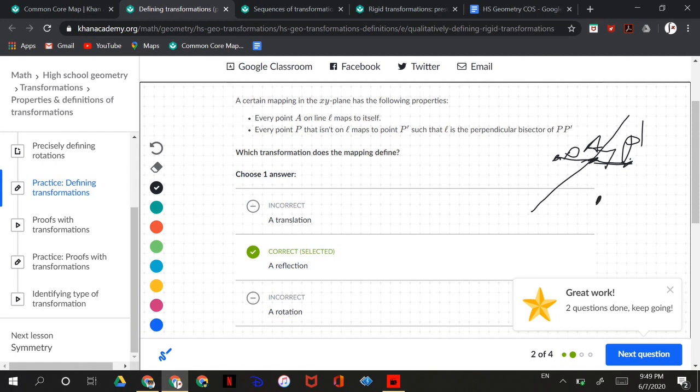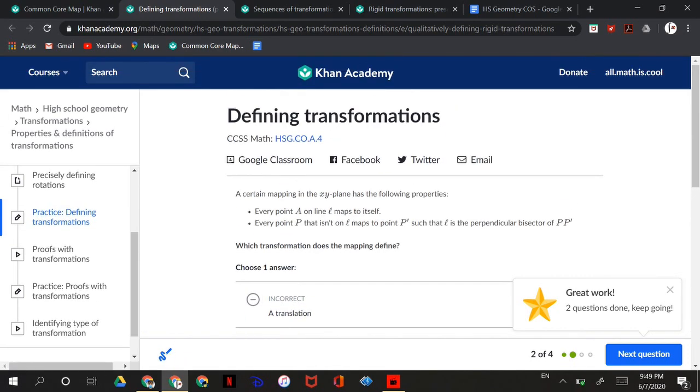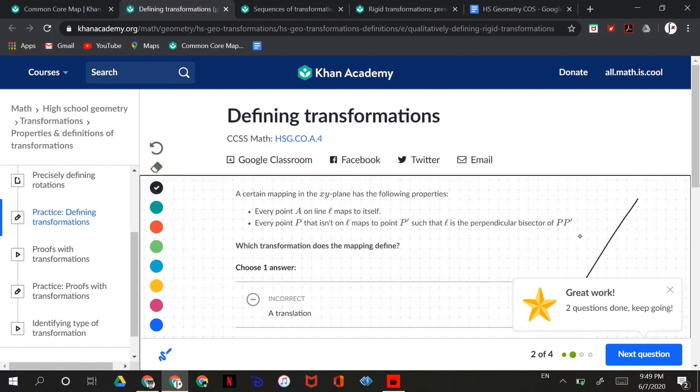Okay, this is really bad. Delete, fam. Delete. So you have P, A, and A maps onto itself. And then P1 is here. PP1 should be perpendicular to line L, and it should bisect the length.